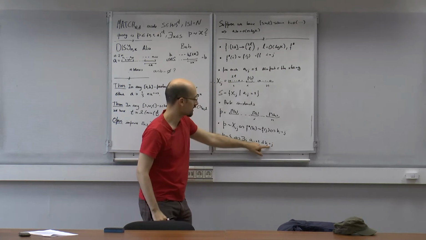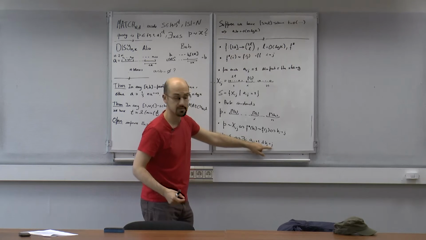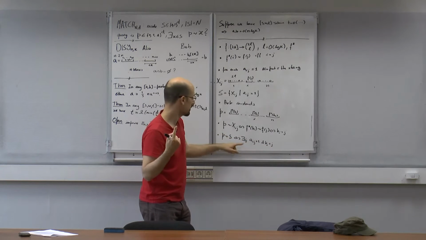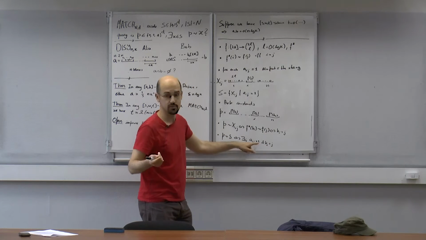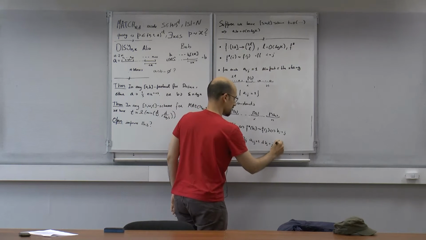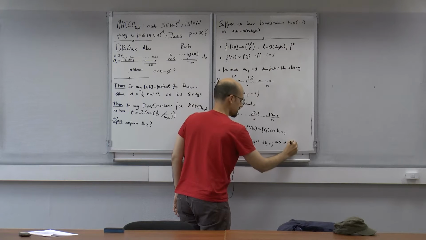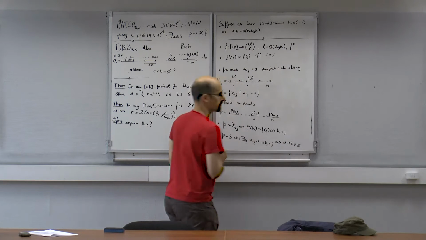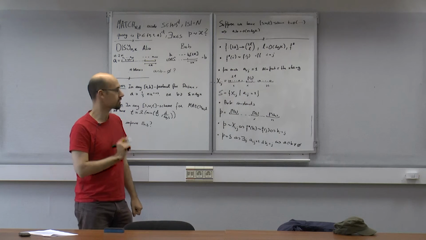Meaning Bob has a j on the ith block. Bob has the jth bit turned to 1. And Alice also has the jth bit in the ith block turned to 1. So that says if and only if A intersect B is non-empty. Right? And that's the reduction.